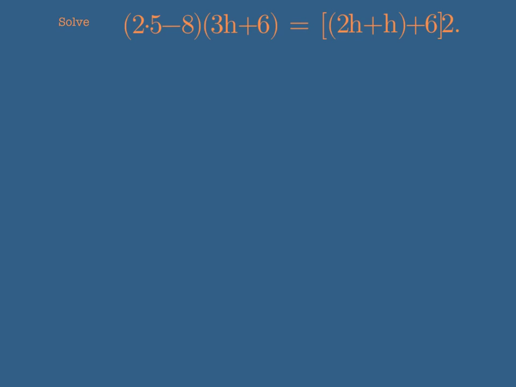Here's a long one, but don't let it freak you out. Just remember to use your order of operations. Working from left to right, in our parentheses, we have 2 times 5 gives us 10 minus 8.